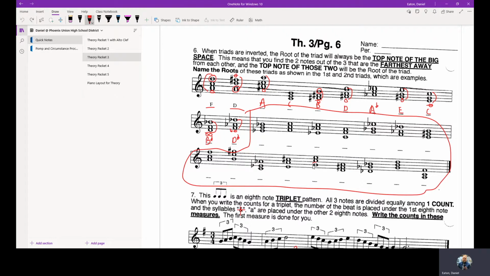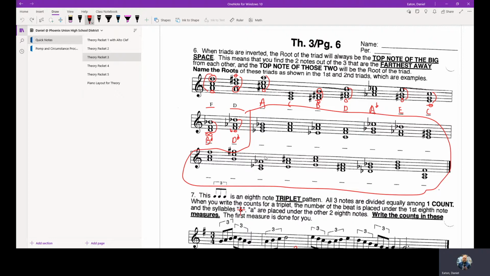In this instance, I'm going to take my oddball note and move it up an octave just to see if I get a nice, pretty stack. And in this case, yes, I do. If I move that G up an octave, now I've got space, space, space. In that case, I know that my bottom note is my root, so the C is the root of that particular inverted triad.